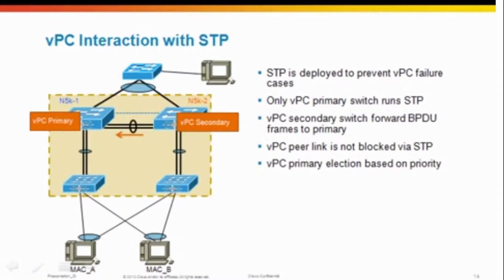And how does the VPC primary election work? Well, it's based on priority. So an election happens, and in this one example, the 5K1 on the left is the primary, and the 5K2 on the right is the secondary.